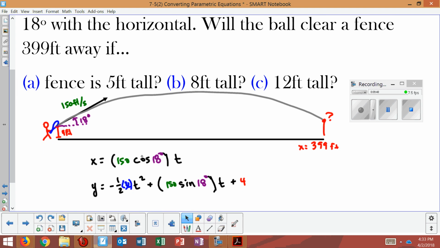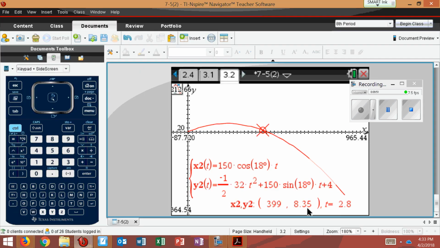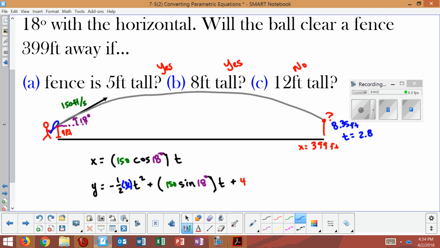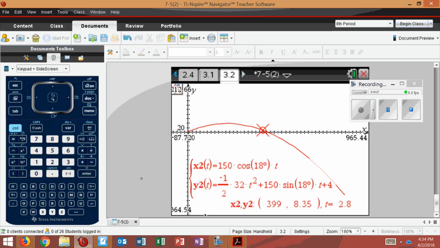Will it clear a fence that's 5 feet tall? Well, considering that the ball is 8.35 feet high 399 feet away, yes, it will clear this fence. It'll be a home run. Will it clear at 8 feet? Yes, it will, by about a third of a foot, just about 4 inches. But will it clear something 12 feet tall? Answer is no. Why? Because at 399 feet, we have a height of 8.35 feet. And in case we were wondering, t was equal to 2.8 seconds. That's how long it took for this ball to get there.